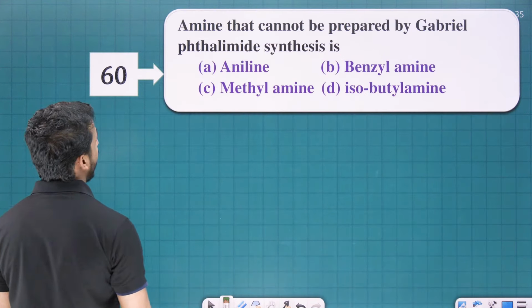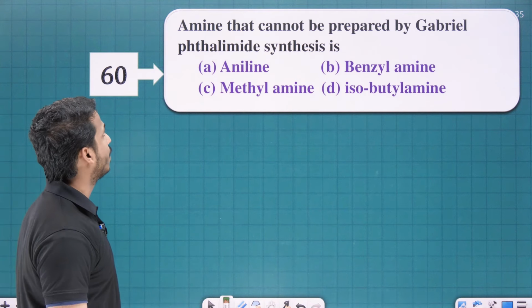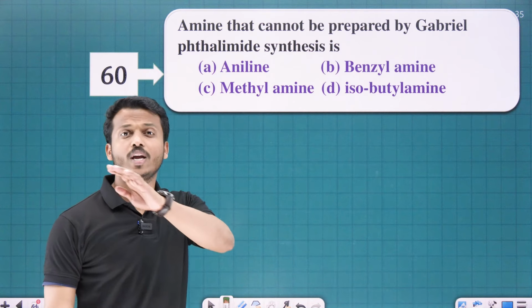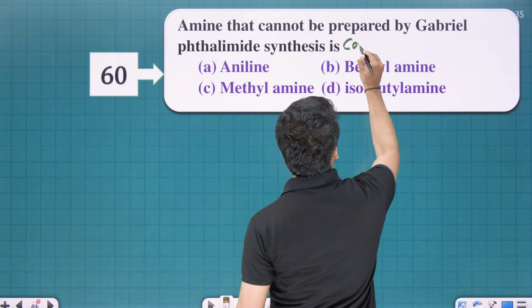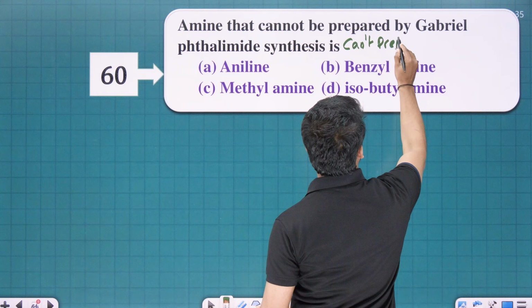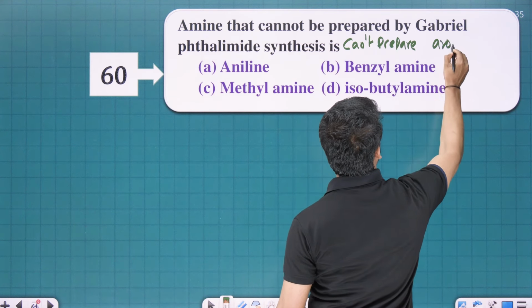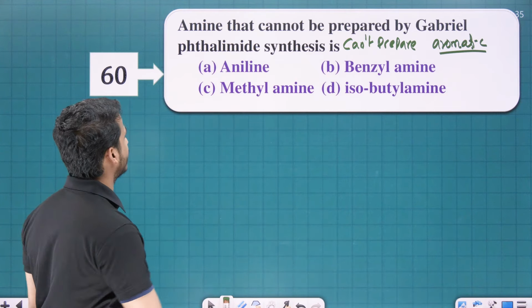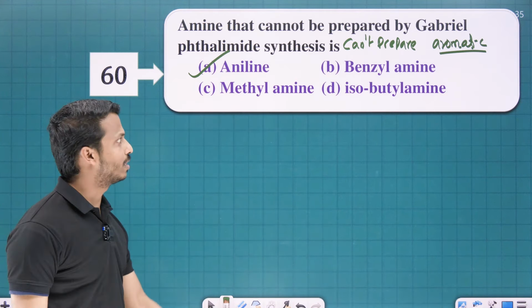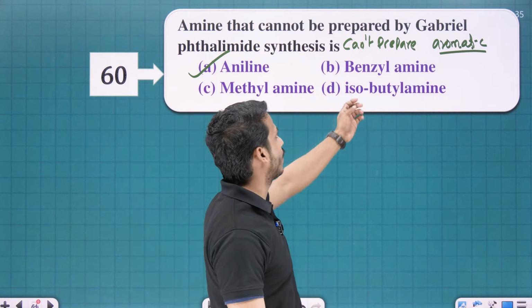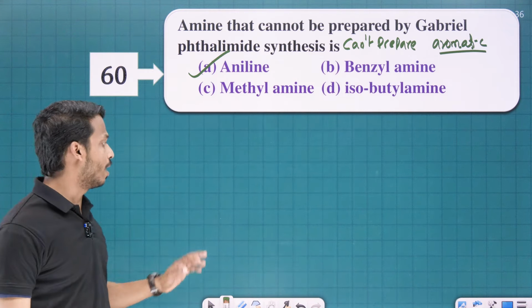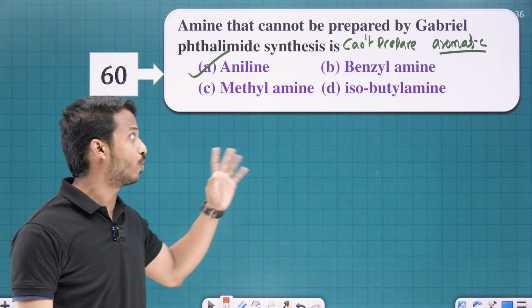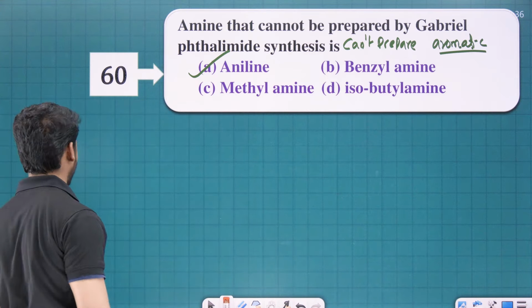Aniline. Next, amine that cannot be prepared by Gabriel phthalimide synthesis. Through Gabriel phthalimide synthesis, we can't prepare which one? Aromatic amines. So they're asking you, which is an aromatic amine? Aniline. Methylamine is aliphatic, benzylamine is aliphatic, isobutylamine is aliphatic. Through Gabriel phthalimide synthesis, we can't prepare primary aromatic amine. We can't prepare, therefore, aniline.